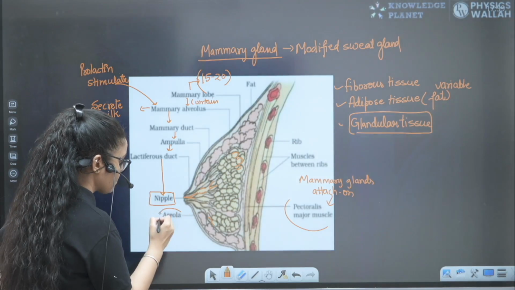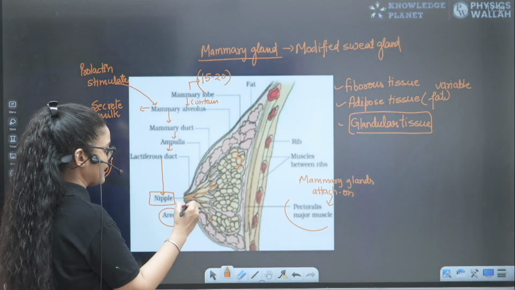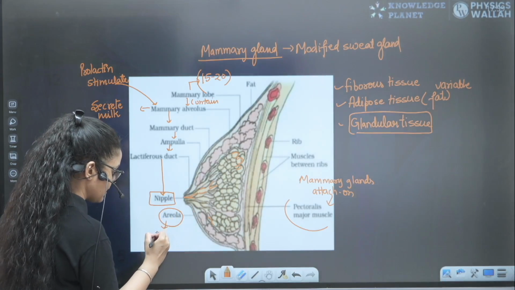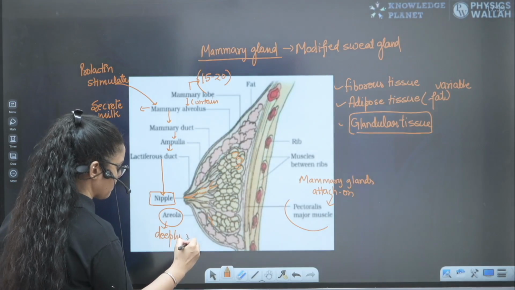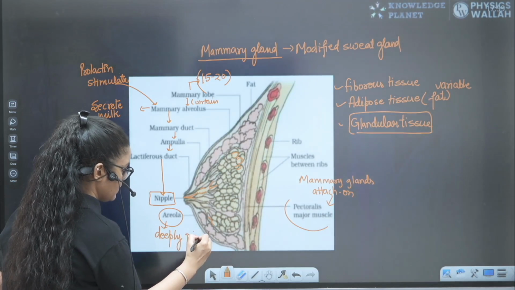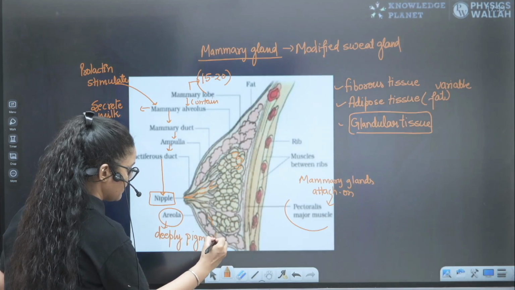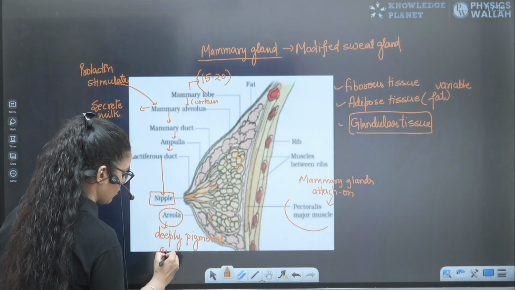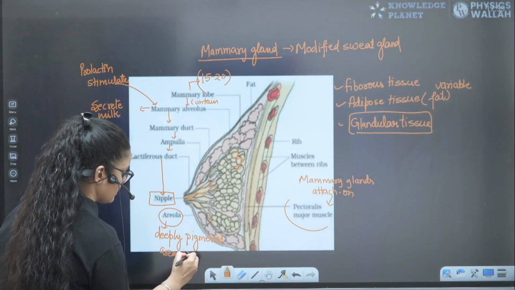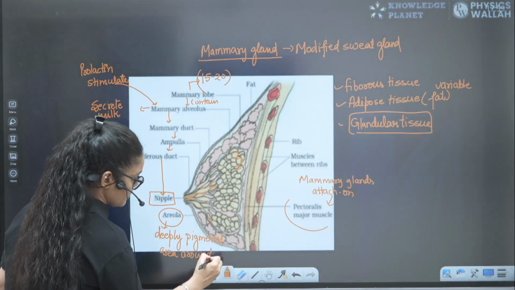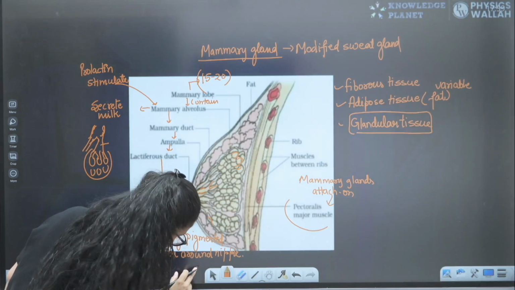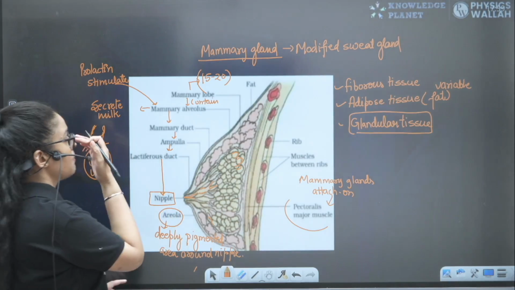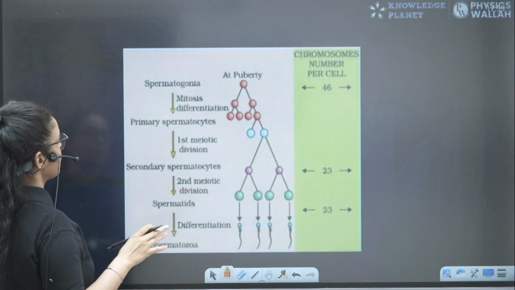Areola is the darkly pigmented area around the nipple, right? So it's nothing but the deeply pigmented area around the breast or around the nipple. That's all, right? You have to remember this. So this is about the mammary gland. That's all you have to remember about it.